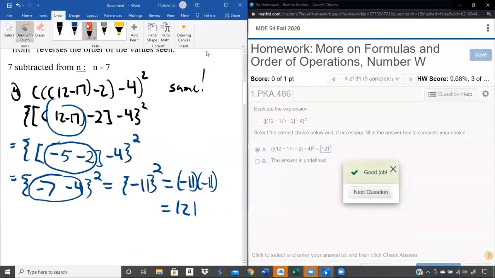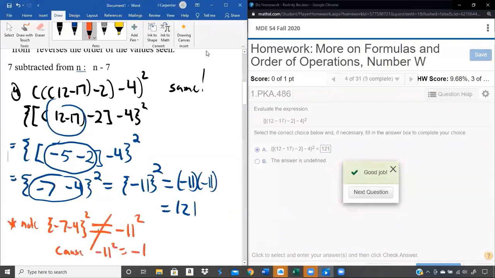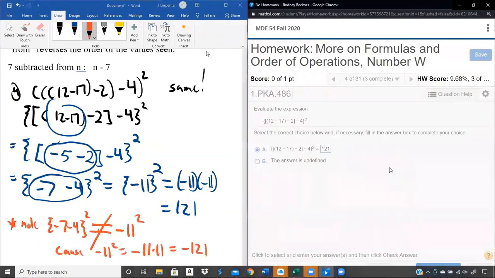So I'm going to put a little note here, reminding of what I just said. Note that the negative 7 minus 4, when it was squared, is not equal to negative 11 squared without the parentheses. And this was because negative 11 squared that way is just a negative written once, and then 11 times 11, which would have been negative 121. And clearly, my math lab didn't do the math wrong. This will be an issue all semester that you have to get a firm grasp on.